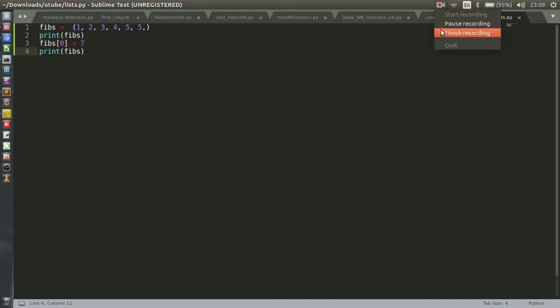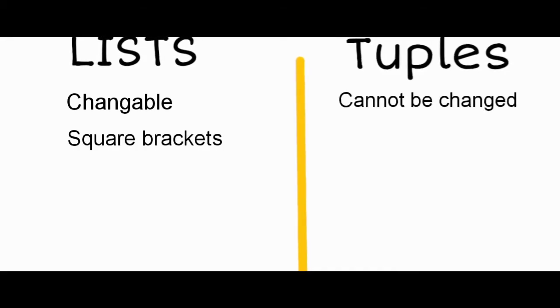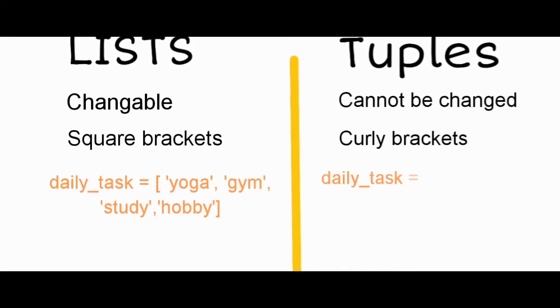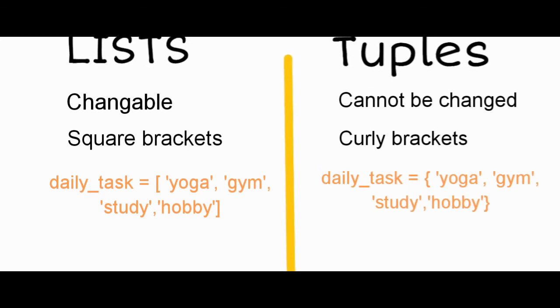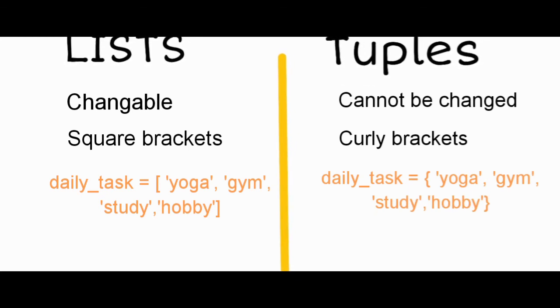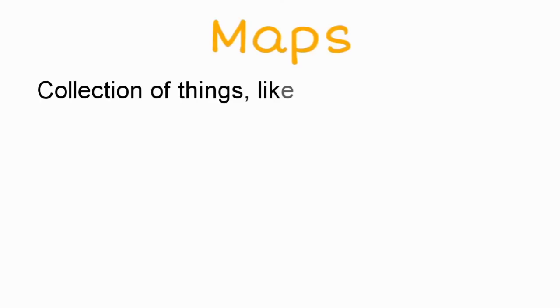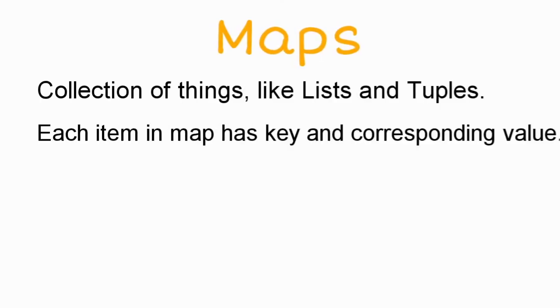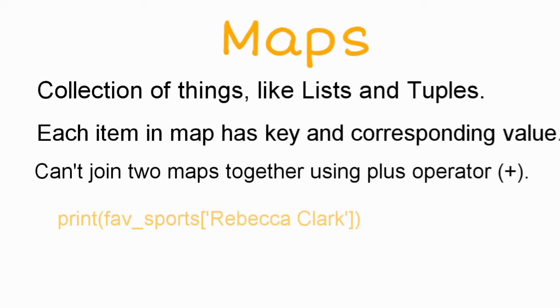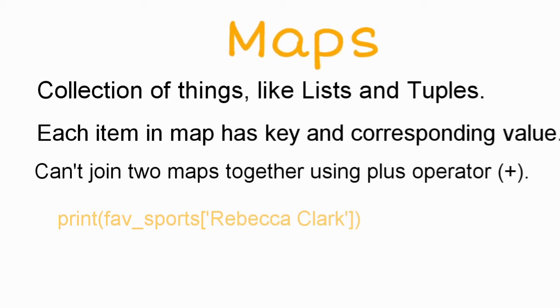Let's recap lists and tuples that we've talked about so far: changeable and cannot be changed, square brackets and round brackets. So these are tuples and lists. What are maps? Maps are a collection of things like tuples and lists. You cannot join these two together by a plus operator.